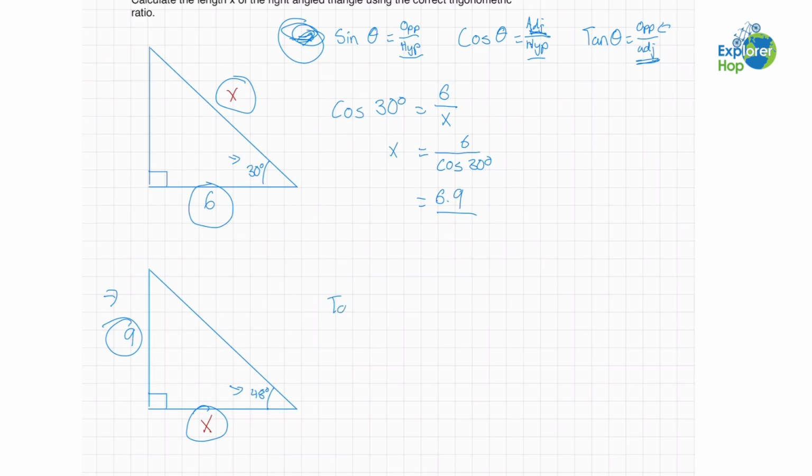So we write tan, and then the angle, which is 48 in this case, which is equal to 9, which is opposite, and adjacent, which is x, what we're trying to find. Like we did with the other question before, we have to isolate and move x into the numerator. So we put x here, and then we move tan to the denominator on the other side, which is tan 48, and input that into the calculator, and the answer should be 8.1.